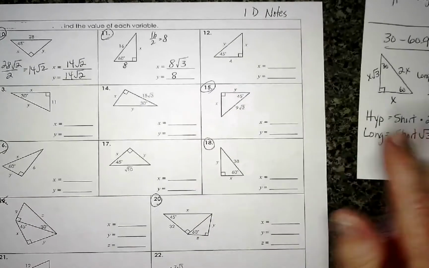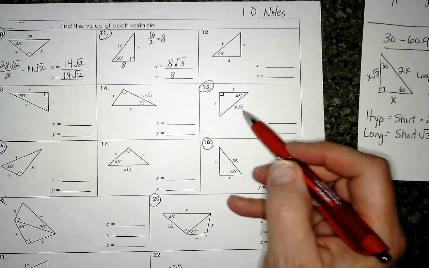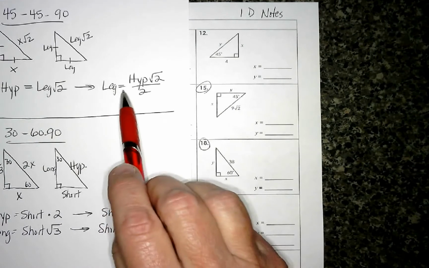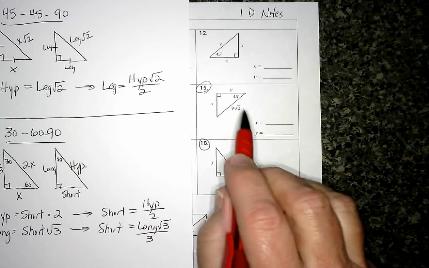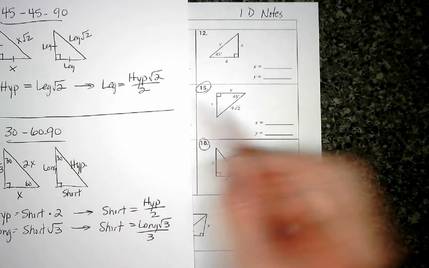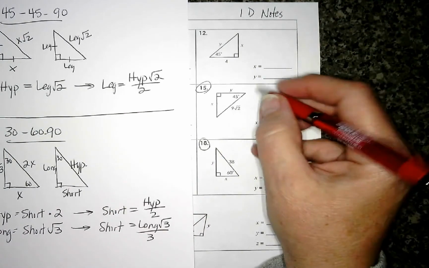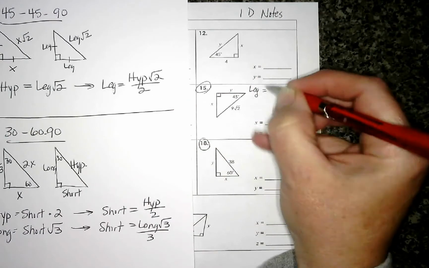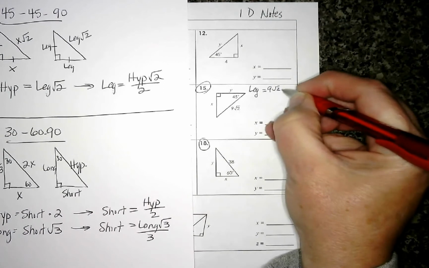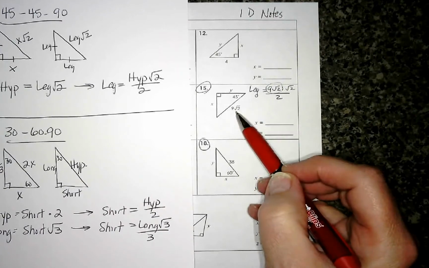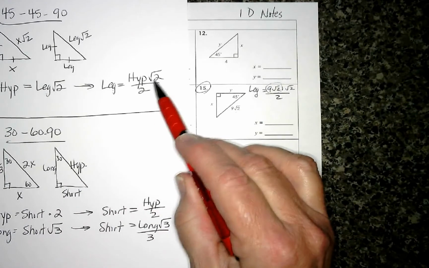Let's skip over here to number 15. This is another one where they're giving me the hypotenuse. In my formulas, I said if I want to find a leg, which x and y are the legs, I take the hypotenuse. Sorry, that's just going to make it a little bit complicated, but we can do it. I'll do it two ways. If we do this little formula here, leg equals the hypotenuse, which is 9 square root of 2, times square root of 2 over 2.